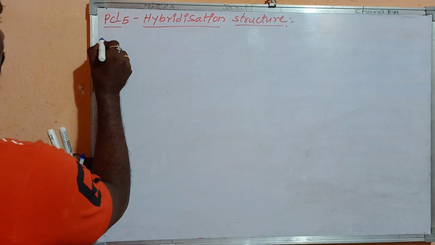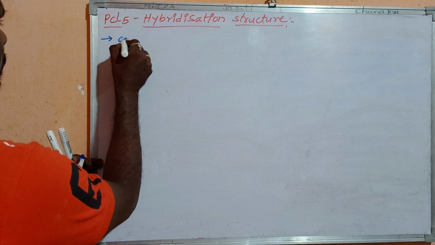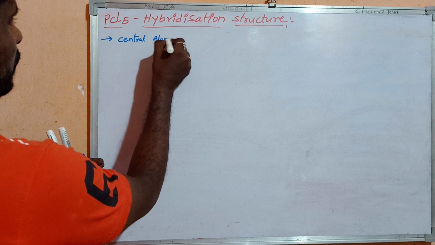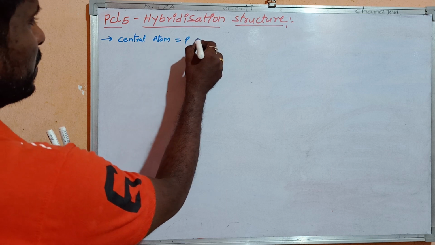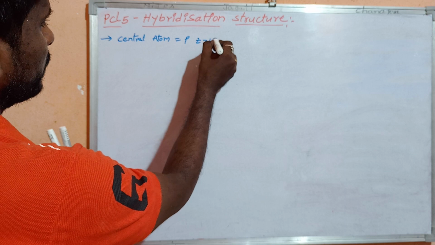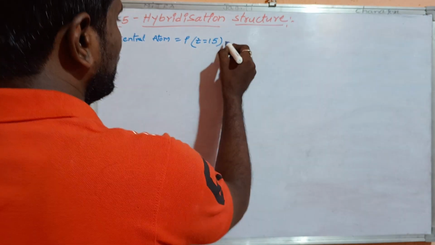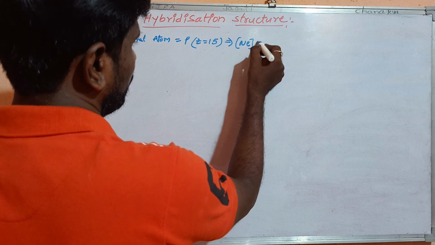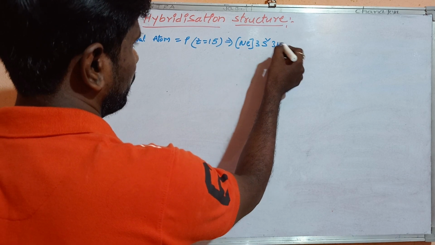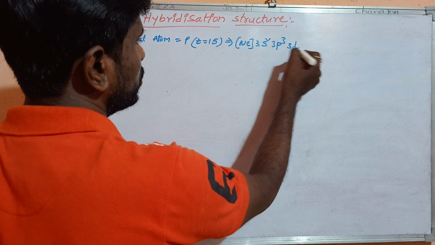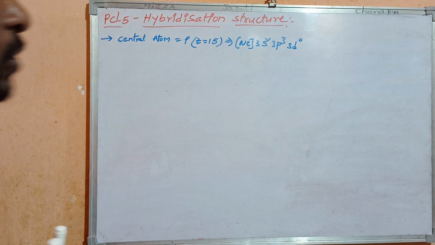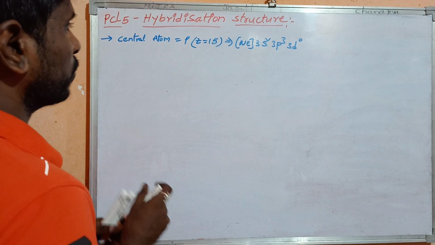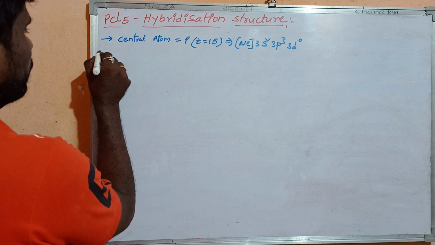In PCl5, the central atom is phosphorus. Phosphorus atomic number is 15. Its electronic configuration is neon 3s2 3p3 3d0. Now we have to write the expanded ground state electron configuration of phosphorus.